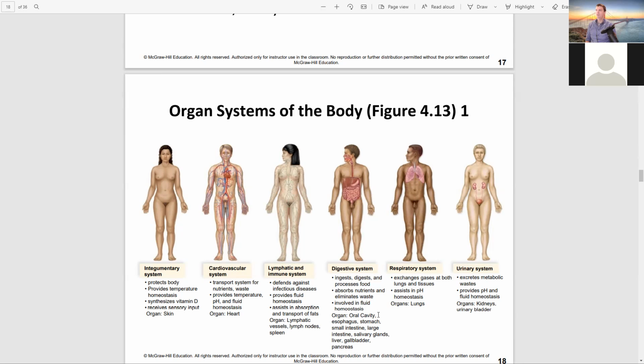And the respiratory system exchanges gases at both the lungs and tissue. It assists in pH homeostasis, and the organ there is the lungs. Then we have the urinary system, which excretes metabolic waste. This provides pH and fluid homeostasis. And the organs there are the kidneys and the urinary bladder.